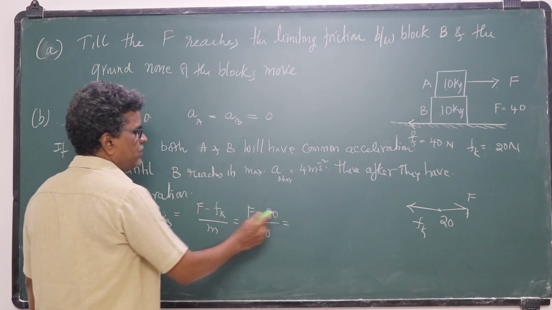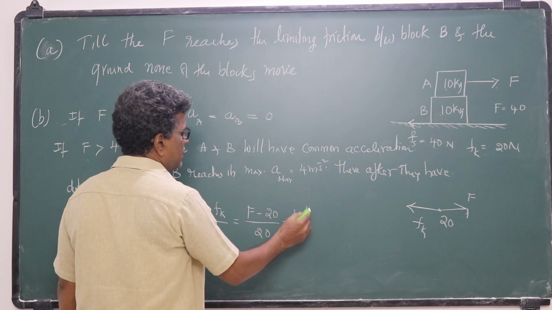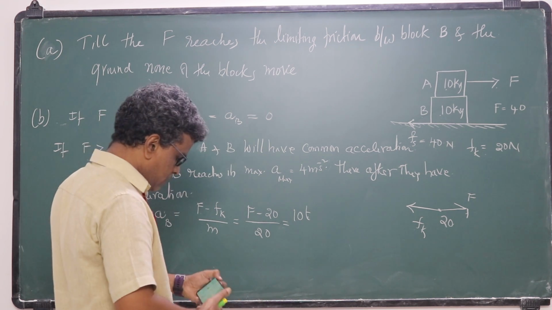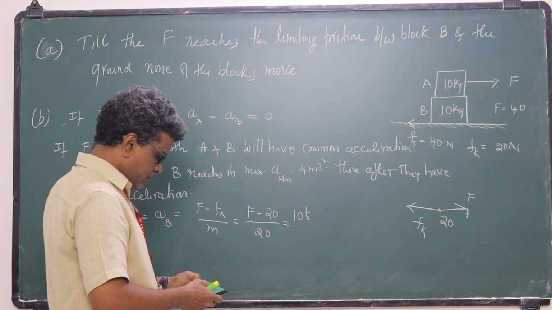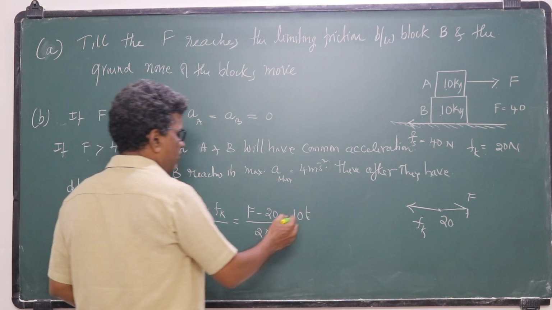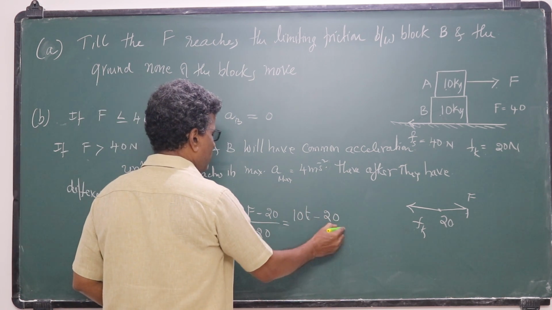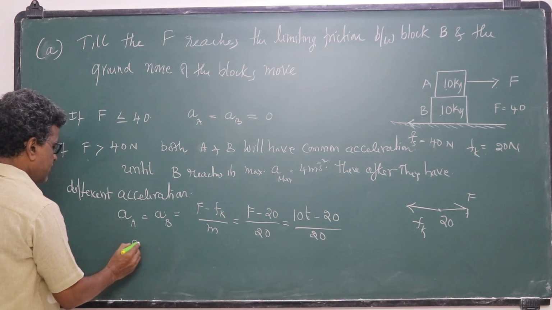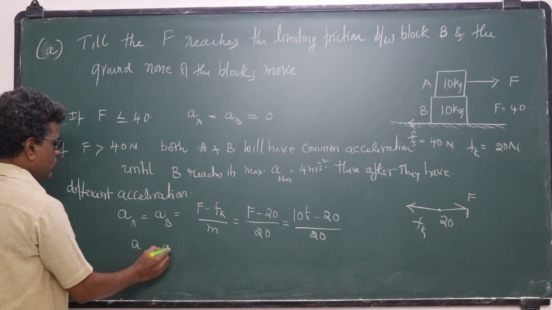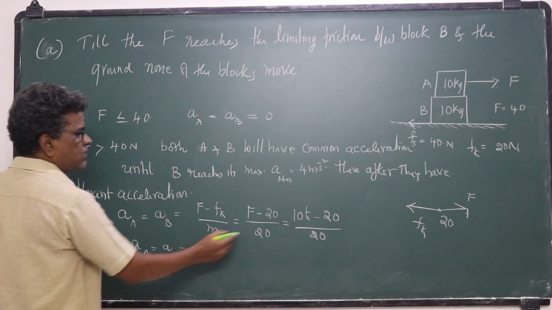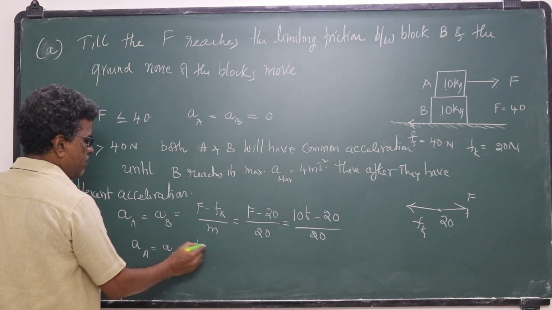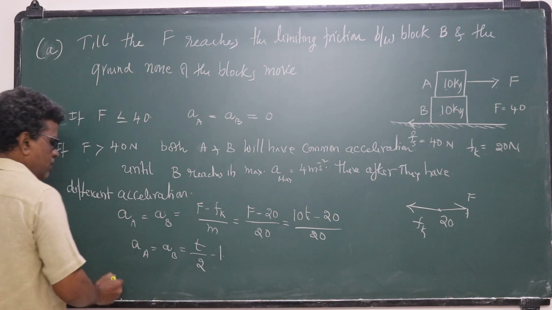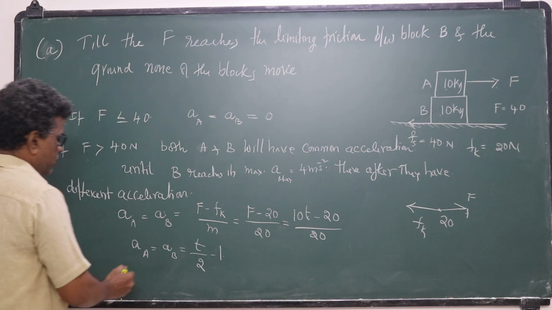So what is F? F is a function of t, that is 10t, isn't it? It is given as (10t minus 20) by 20. So the common acceleration, A equals B, as a function of t, is t by 2 minus 1.